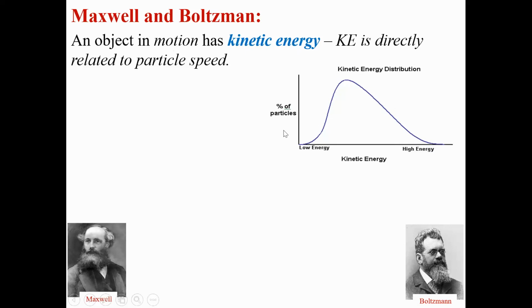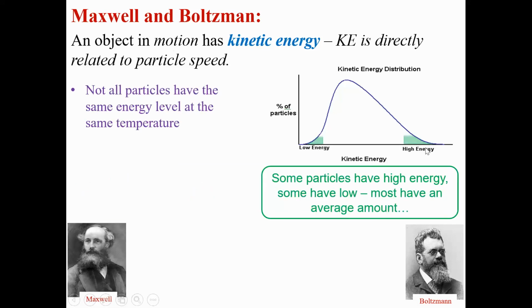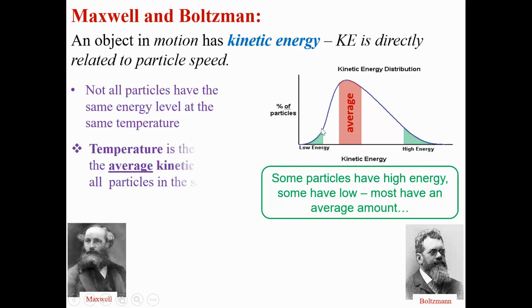So of any amount of particles, there's going to be a distribution of kinetic energy where some of them will be lower energy and some of them will be higher energy. This is at a given temperature, but we have an average kinetic energy. Not all particles have the same energy level at the same temperature. Some have high energy, some have low, but most have this average amount. We call it a distribution, an average or a bell curve. Although some particles are going to be at a low or higher energy state, the vast majority of particles at a given temperature will have an average amount of kinetic energy.